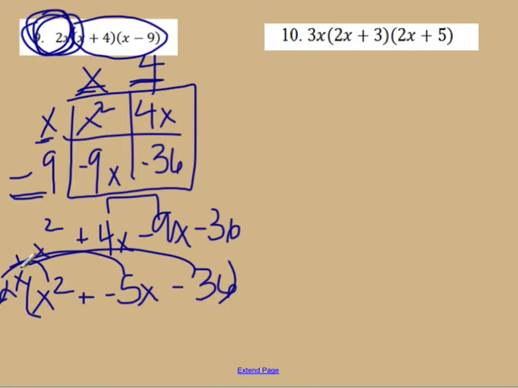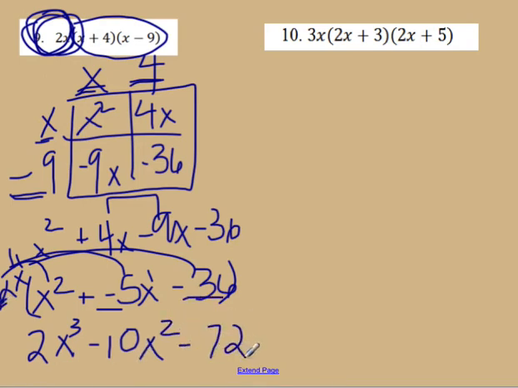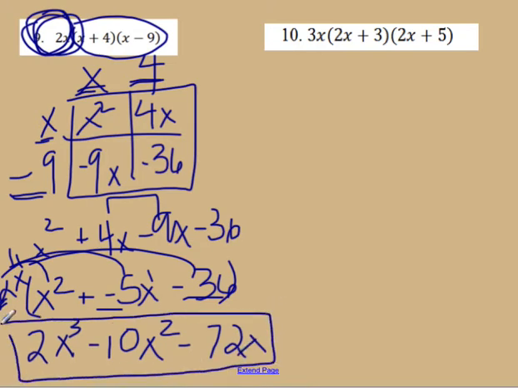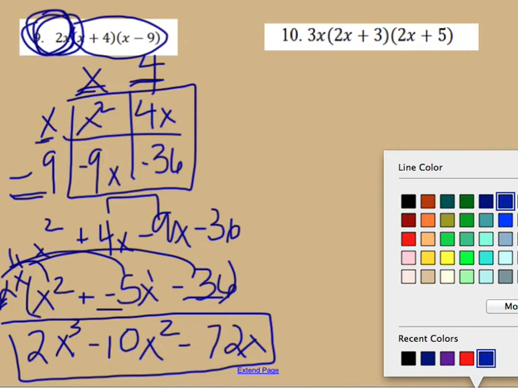So x to the first times x squared, that's going to give us x cubed, and then 2 needs to be there. 2 times a negative 5 is a negative 10. X to the first times x to the first is going to give us x squared. 2 times a negative 36 is a negative 72, and then we also have an x tacked onto it. And that right there is our final answer.